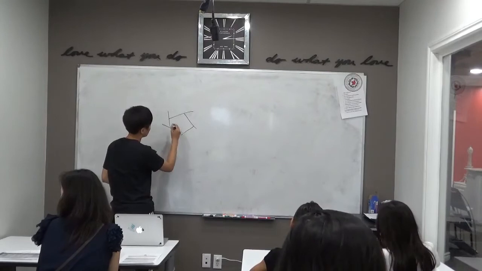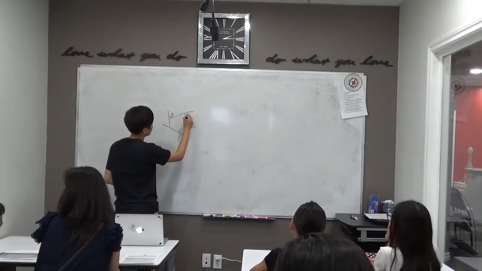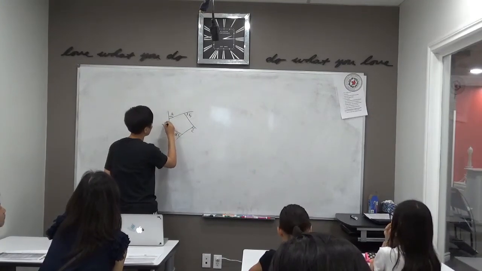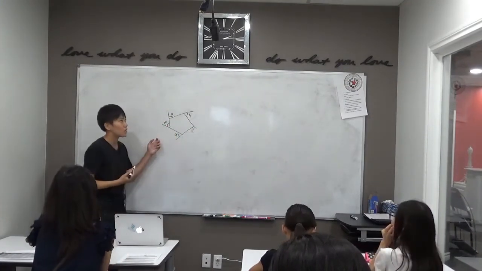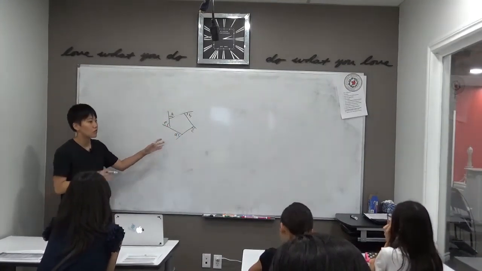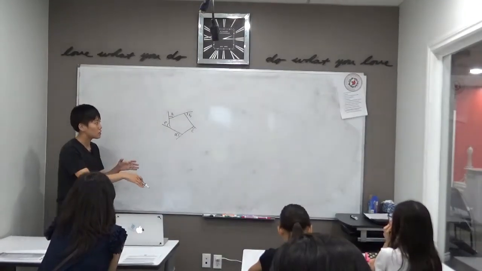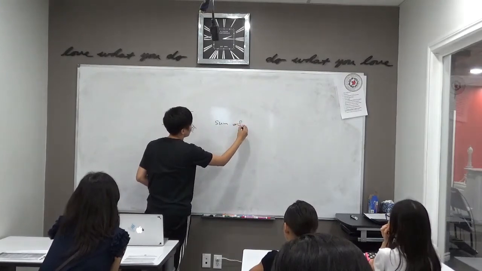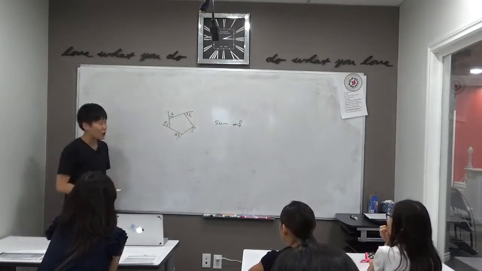Exterior angles A, B, C, D, and E. I think you can solve it for students at your grade. So find the sum. It's 360. How do you solve it?